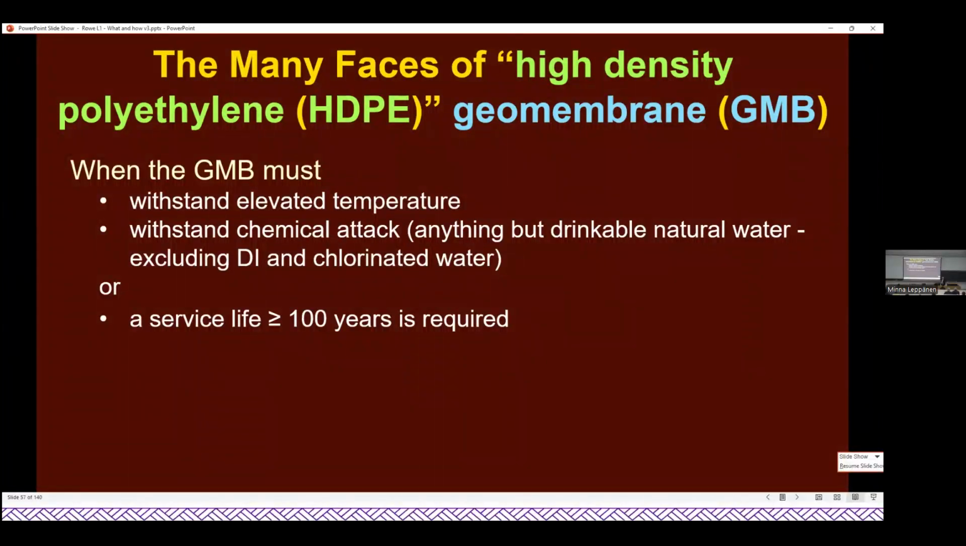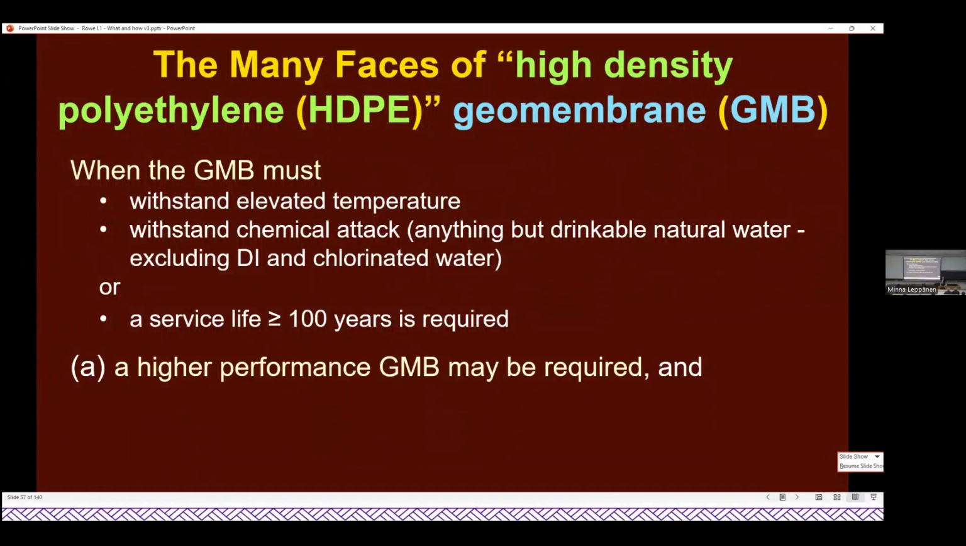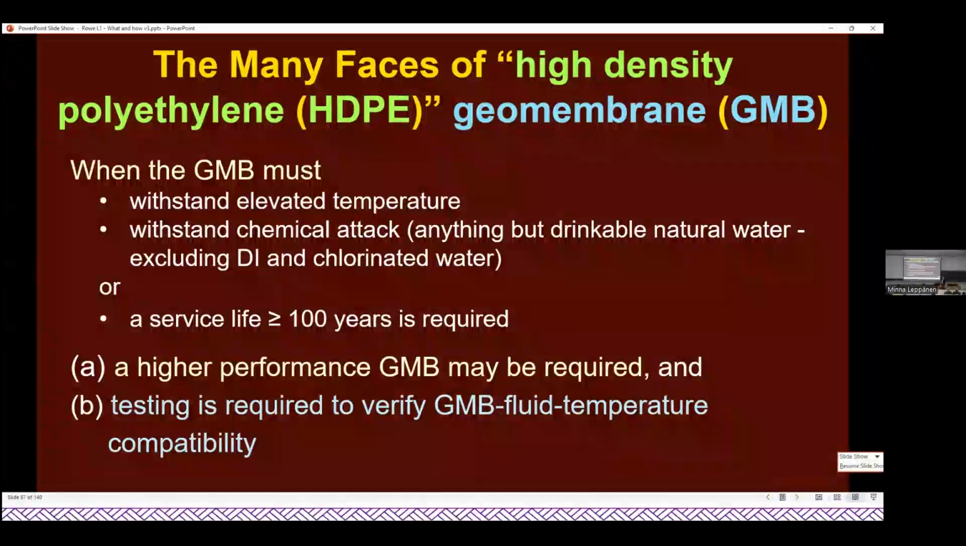So if you need a service life greater than 100 years, if you need to deal with temperatures that are elevated, if you need to contain water that is distilled or chlorinated, or in any other way contaminated, then you need a higher performance geomembrane than what is the traditional commodity geomembrane. And you need testing to verify that it's suitable for your application. So this applies to virtually all mining applications, the exception being control of stormwater.